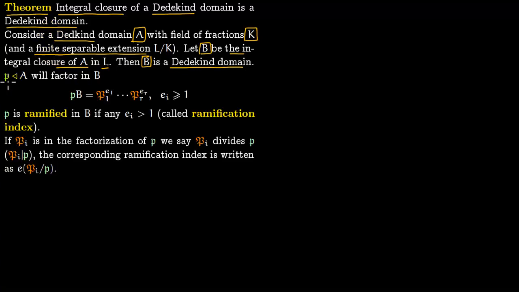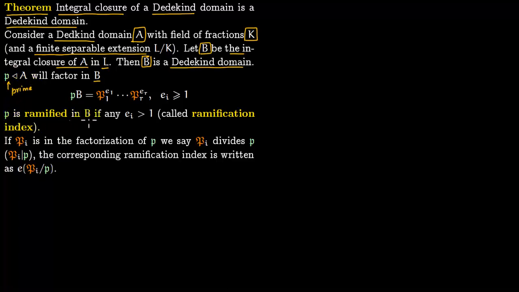So consider P, a prime ideal in A. Then you can consider the extension of P in B, because B is the integral closure of A, so it contains A. Now you consider this extension, and this prime ideal factorizes like this, because B is a Dedekind domain, where each of these e_i is greater than or equal to 1. These capital P_i are prime ideals lying in B, and this P is a prime ideal in A.